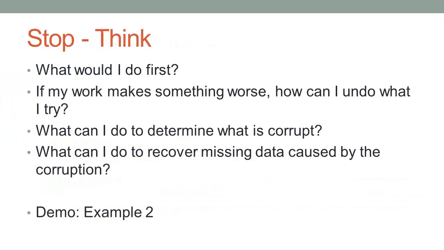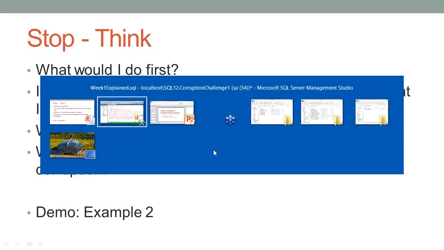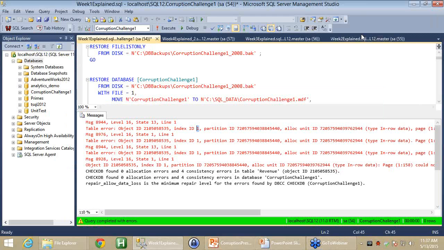If my work makes something worse, how can I undo what I try? What can I do to determine what's corrupt? And what can I do to recover the missing data caused by the corruption? So let's take a look at this and see what we can do with the second example.